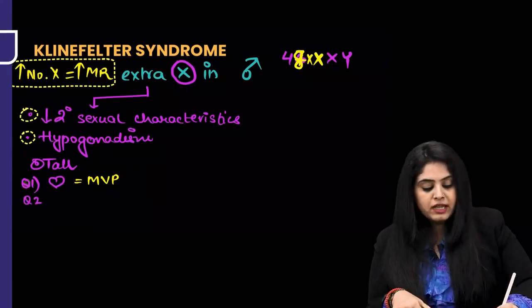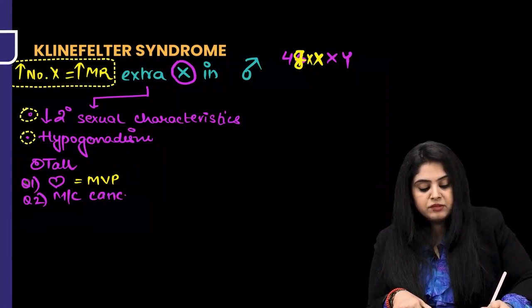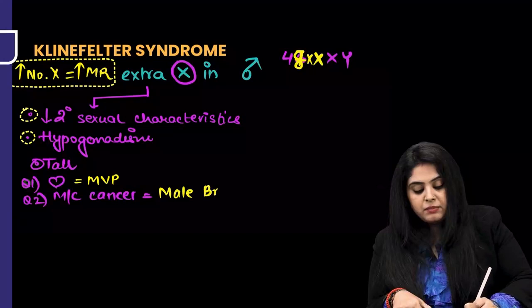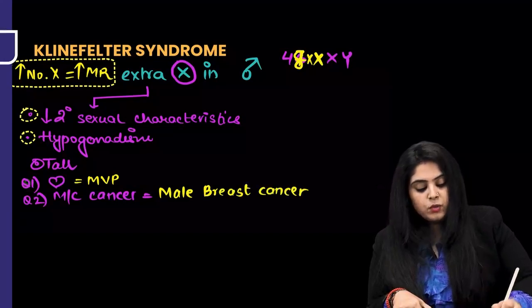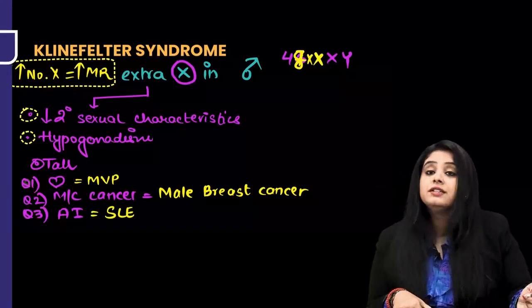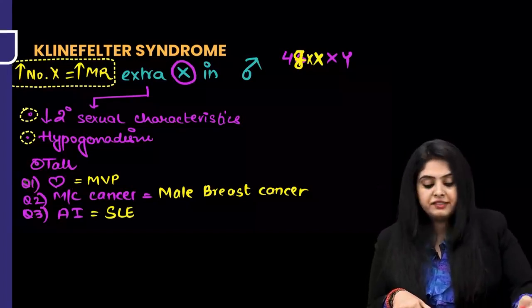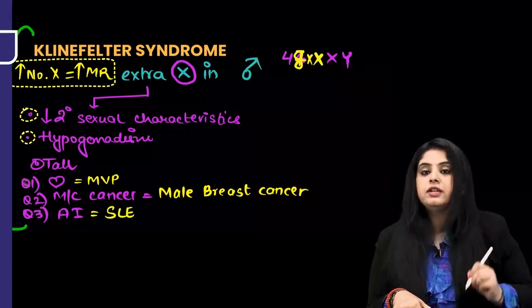Question number 2 they'll ask is, what is the most common cancer that can occur in these patients? So remember, because male hai na, male breast cancer is very commonly seen. Male breast cancer. Question number 3, is this associated with any autoimmune disorder? Yes, this has been associated with SLE. Very important. This is associated with SLE. So ye sara to all pathology related questions.